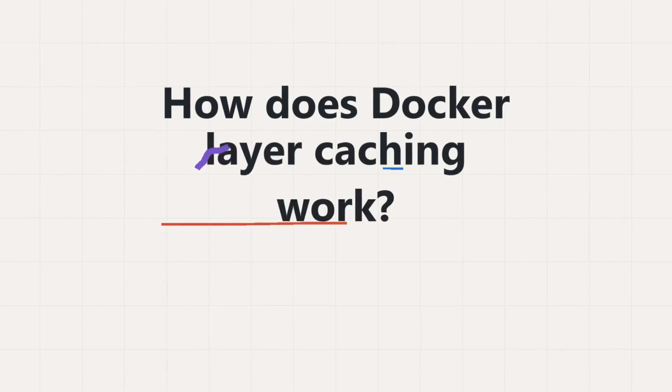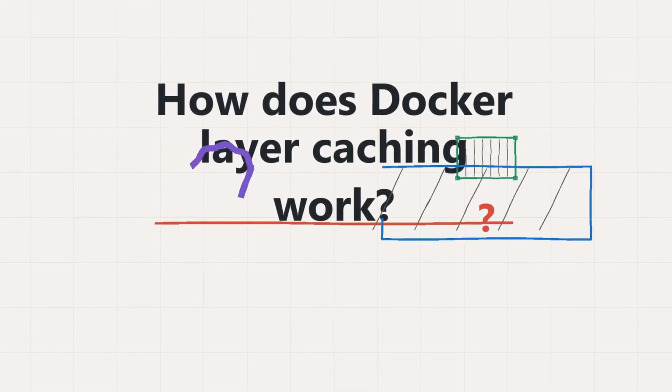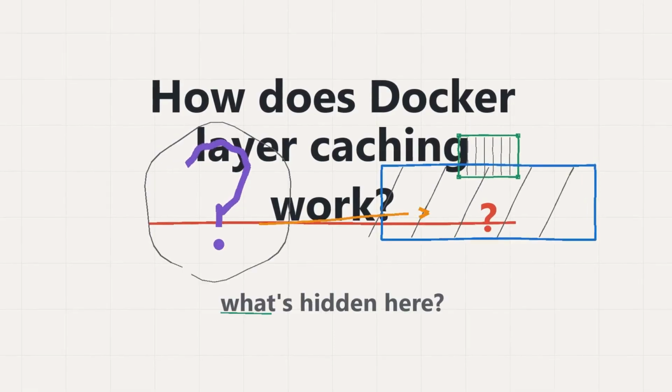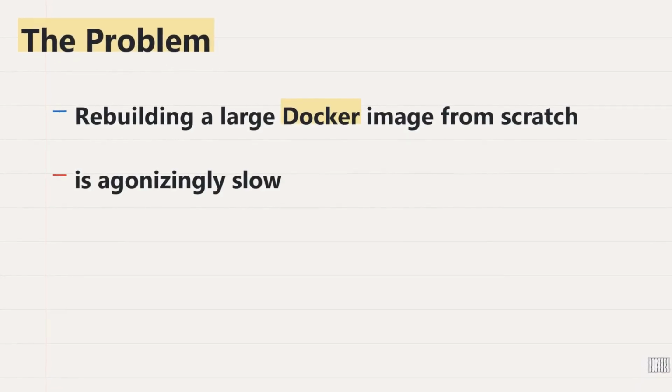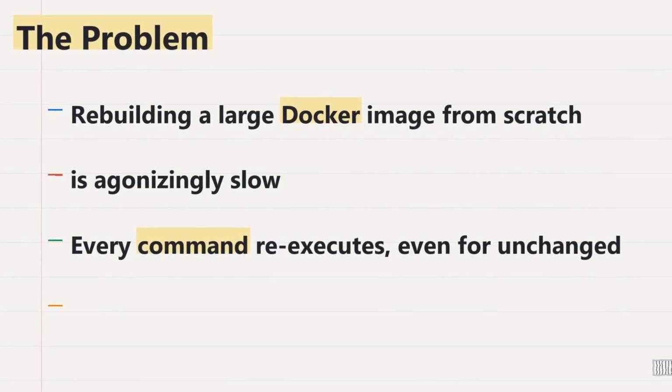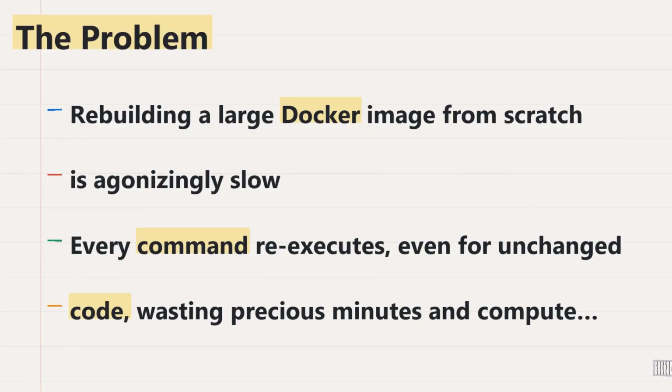Docker builds can feel like watching paint dry. But what if you could shave 90% off your build time every single time? Rebuilding a large Docker image from scratch is agonizingly slow. Every command re-executes, even for unchanged code, wasting precious minutes and compute cycles.